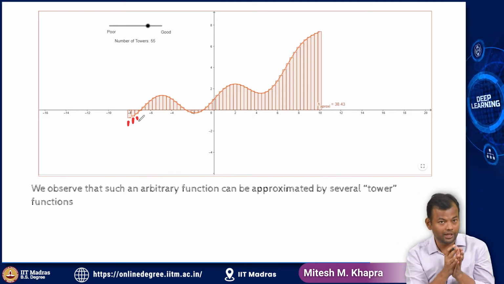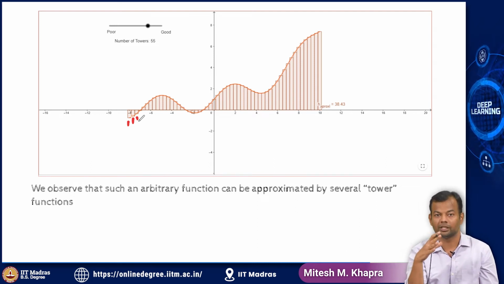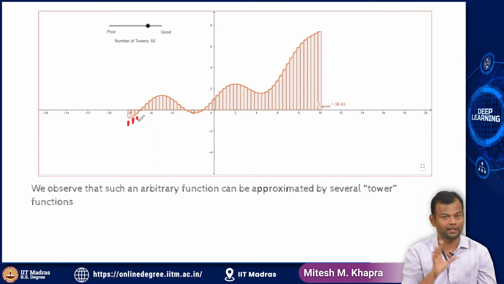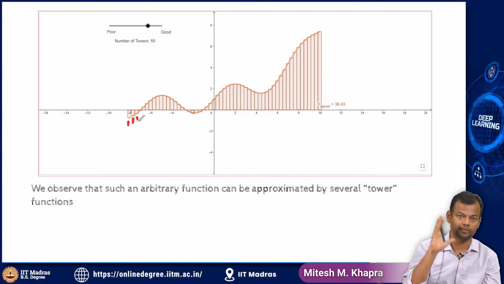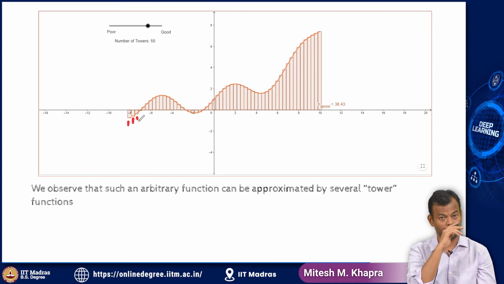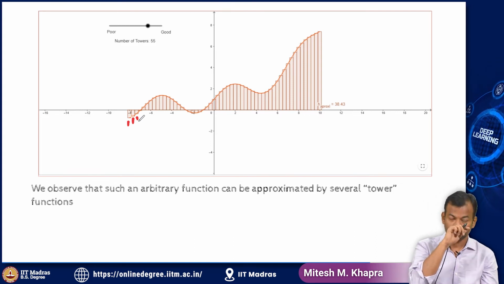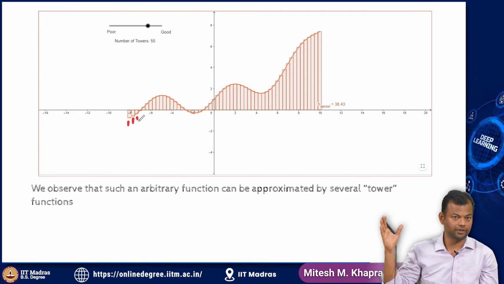And now when I'm using a large number of towers where each tower is very narrow, then my approximation is becoming better. So this slide as such has nothing to do with neural networks so far. So don't try to connect it to sigmoid neurons or perceptrons, nothing. We're just trying to make a basic observation that any arbitrary function, I could approximate it by a series of tower functions.